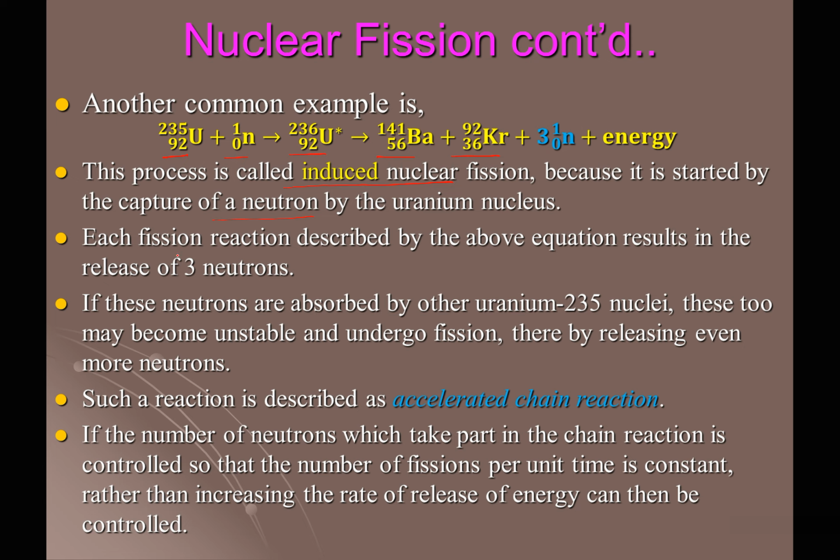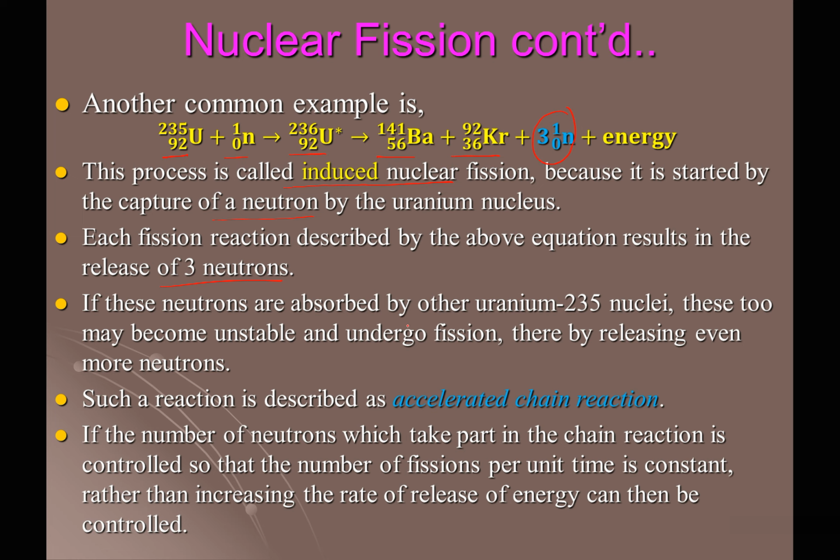So in this reaction, each fission reaction described by the above equation results in 3 neutrons. Imagine if we have several uranium nuclei and each is giving us 3 neutrons. And remember, each of these neutrons can now move towards a certain uranium nucleus in the sample.